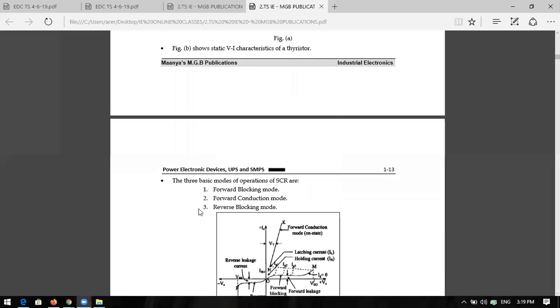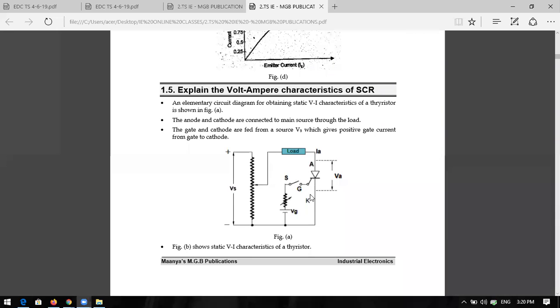Okay. So here, this is the SCR. In this SCR, you are given a gate terminal G. The gate terminal is connected to some circuit externally, which produces gate pulses. When the switch is closed, that means you are applying a gate pulse. The anode is connected to the load, and Vs is the input signal source. IA is the anode current, VA is the anode voltage, VG is the gate voltage, and Vs is the supply or source voltage.